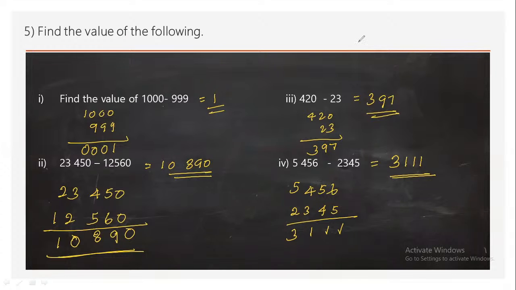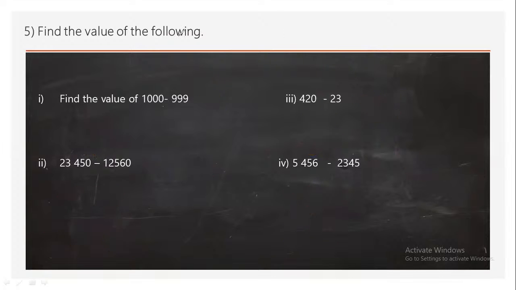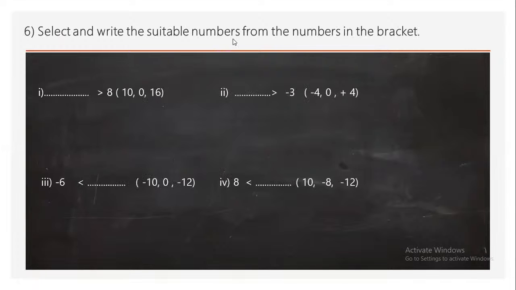Next question. Question number 6. Select and write the suitable numbers from the numbers in the bracket. Now check the numbers inside the bracket. What is the number that is greater than 8? 10 and 16, right? Only 10 and 16 are here. These both are greater than 8. Number greater than minus 3. What is the number greater than minus 3 here?